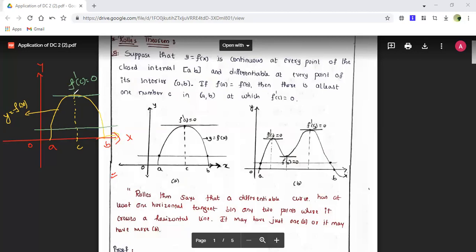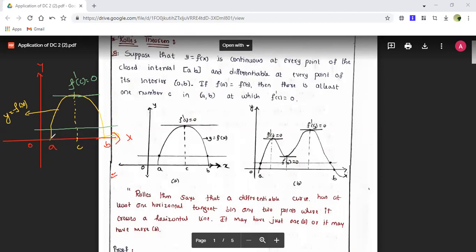Correct? So that means it is not making any angle with the x-axis. In other words, there is no angle; this tangent is not making any angle with the x-axis. When there is no angle, that is theta equal to 0, that implies tan theta is 0. Therefore, the value of the derivative is equal to 0. So this is the geometrical meaning of Rolle's theorem.